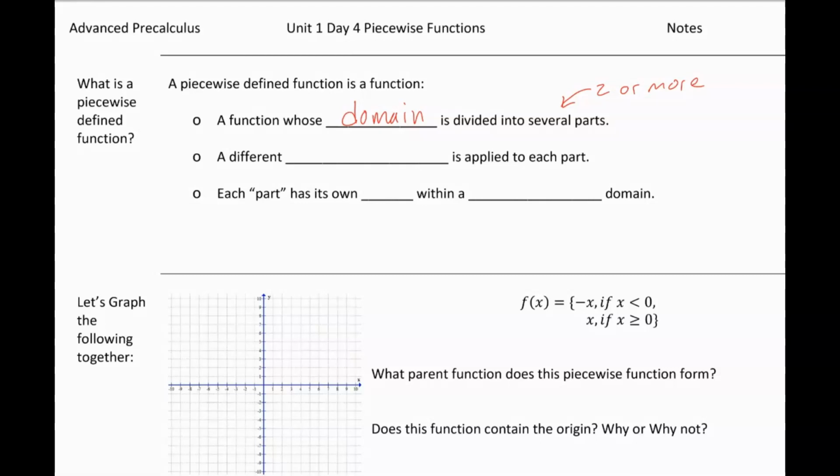A different function rule is applied to each part. This basically means each part has its own function equation. Then each part has its own rule within a restricted domain, which we talked about restricted domains a little bit in Algebra 2 as well.